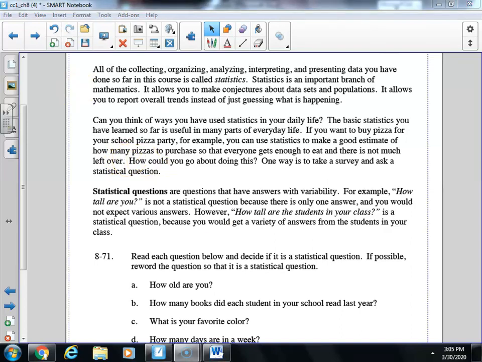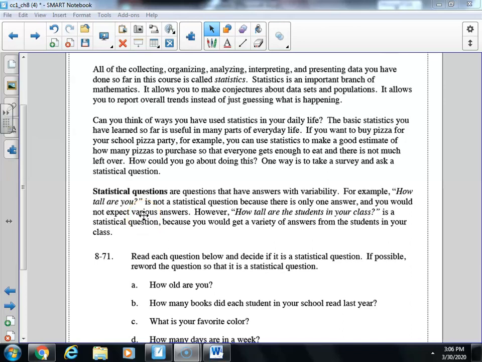So statistical questions are questions that have answers with variability, meaning questions that are going to give us some differences. For example, how tall are you is not a statistical question because there's only one answer to it, and you would not expect various answers. However, if we ask the question, how tall are the students in our class, this is a statistical question because you would get a variety of different answers from the students in our class.